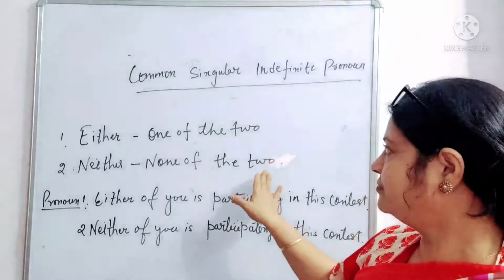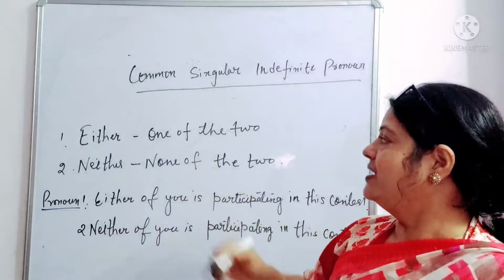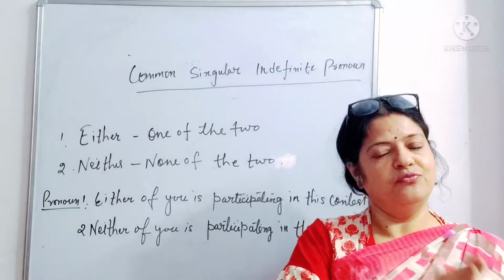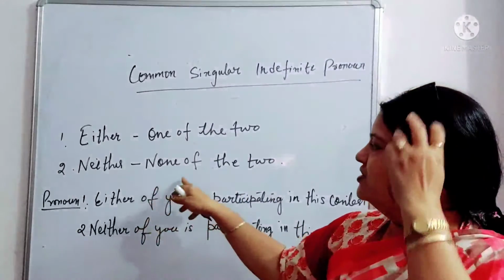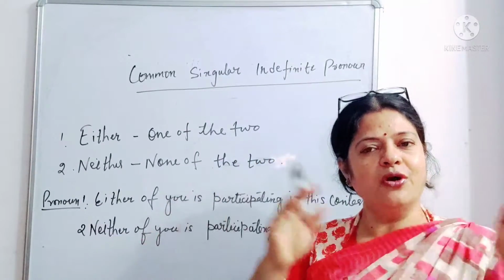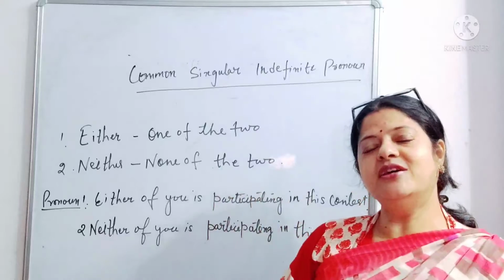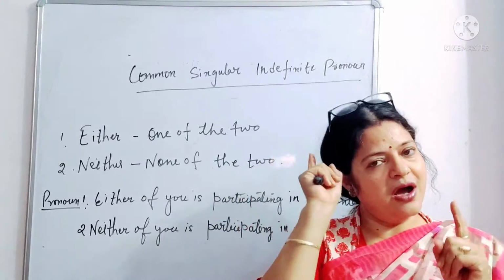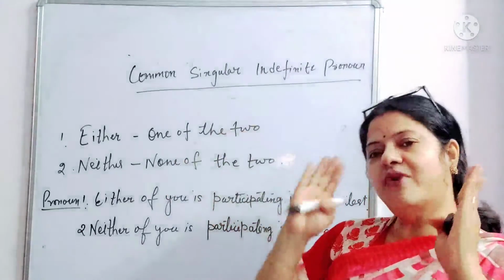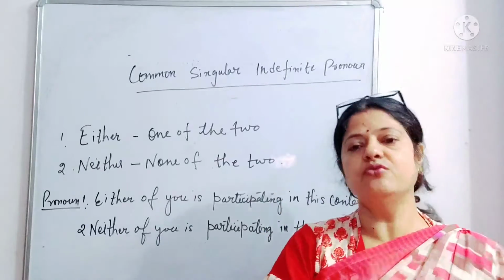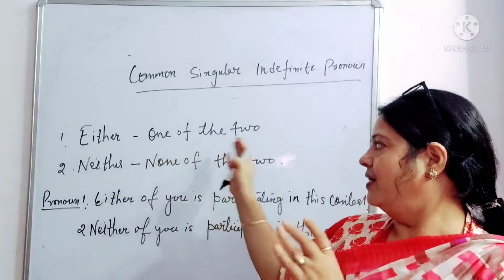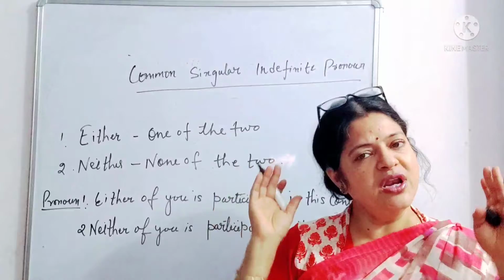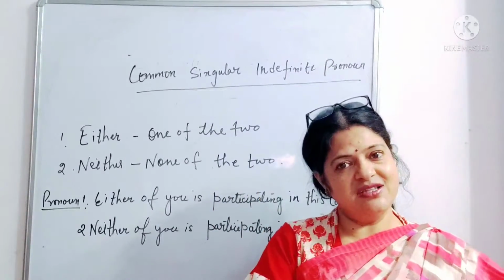Okay. Now let's see that either means one of the two. It means two persons are there, one of the two, person or object. Now neither means none of the two, not this, not that. So either means one of the two. If two persons or two things are there, we can say we will choose one. So it means one of the two. We can choose one object or one individual in two things. Now if we say neither, it means none of the two. It means neither this nor that.